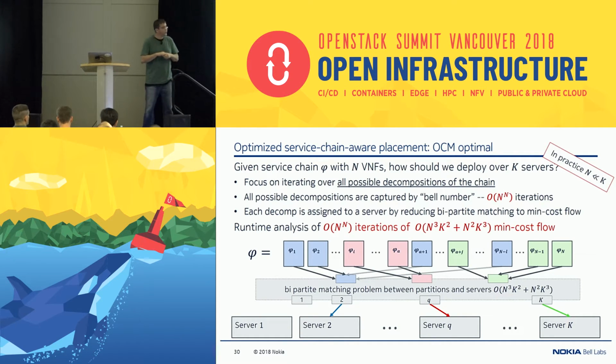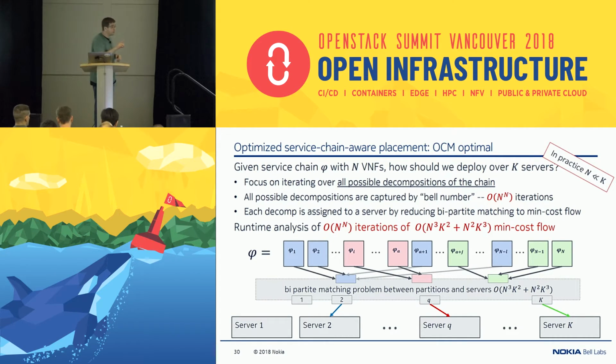All possible decompositions are captured by Bell numbers. Bell numbers are of order n to the power of n, iterations, it means. And for each iteration, we are reducing the problem to bipartite matching and to min cost flow, which is, you can see the polynomial on the right-hand side, of order n to the power of 3, k to the power of 2, plus and so on. And this we are doing n to the power of n iterations.